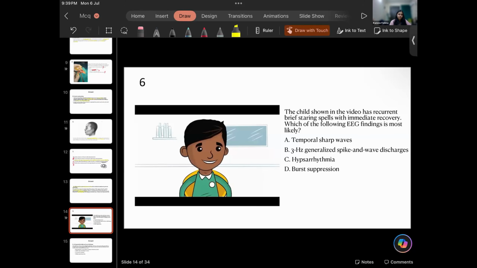Now we move on to the next question. The child shown in the video has recurrent brief staring spells with immediate recovery. Which of the following EEG findings is most likely? So basically, the video must be showing some sort of spells or a seizure in the child, and then you have to identify the type of seizure and then know the EEG findings of that seizure. So we will go through the video.